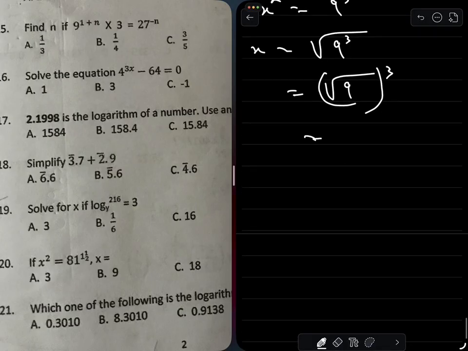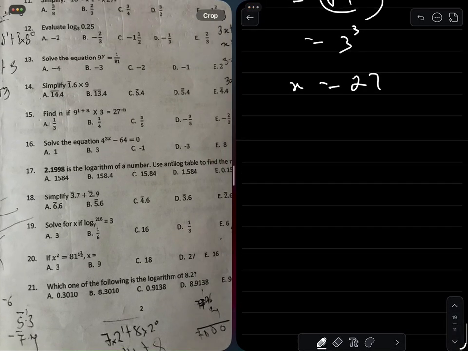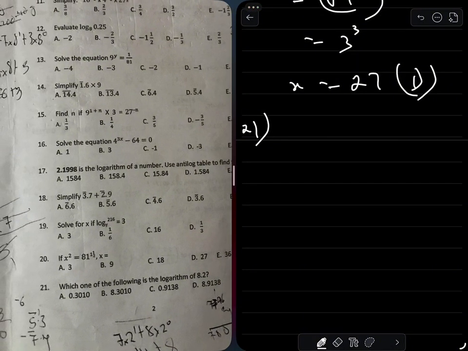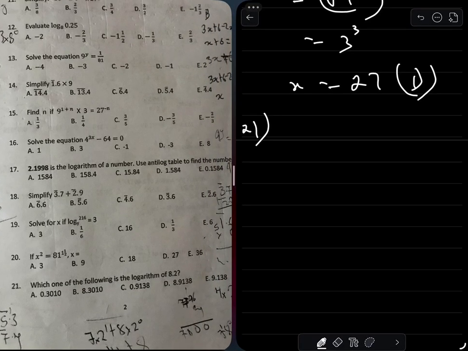And what is the square root of 9? 3. That will be 3 raised to power 3, not power 2. And that's 27. X equals 27. Which of the options matches that? Option D. Good. Now we go to 21. What does that say? Which of the following is the logarithm of 8.2?